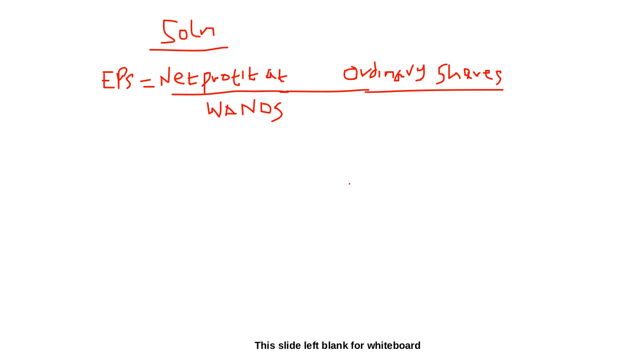Now, if you look at our case, the earnings attributable to ordinary shares will be the profit that we have there less the preference dividend. So that one is 381,500.